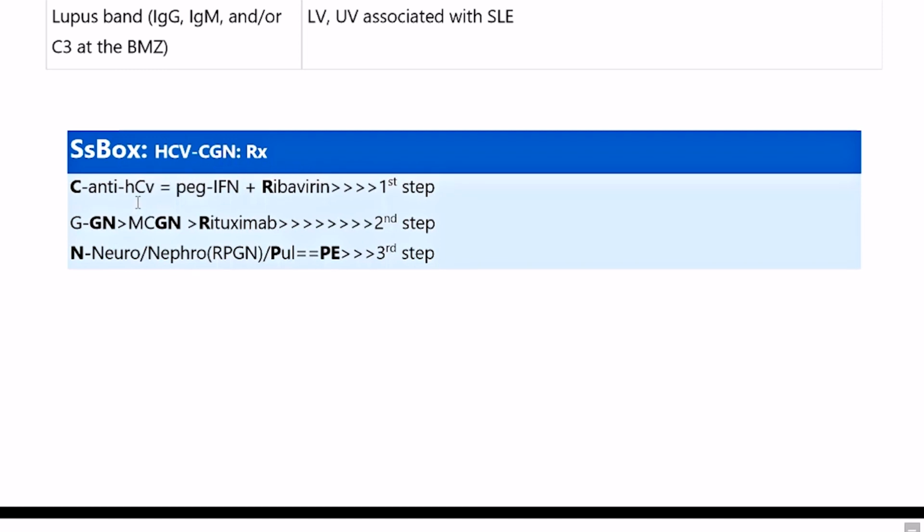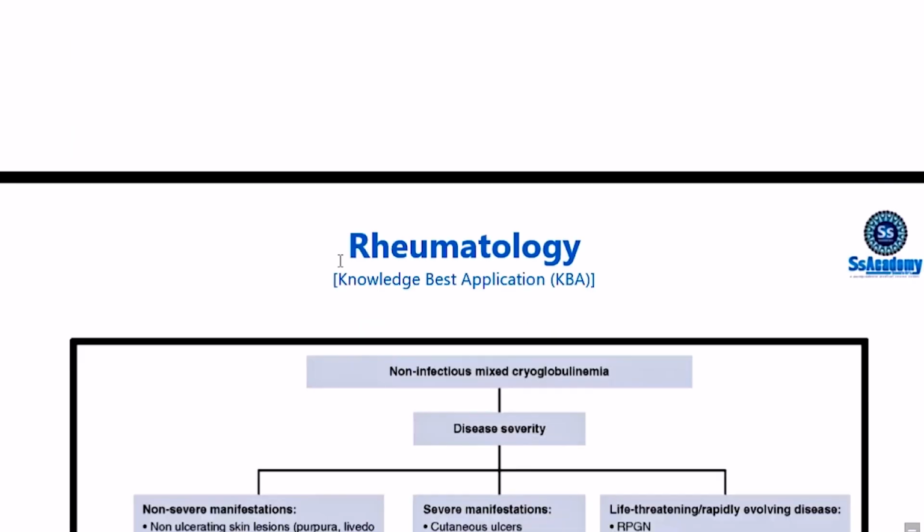Once again, C for anti-HCV: PEG interferon and ribavirin is the first step. And Z for glomerulonephritis, meaning the MCGN: rituximab is the second step. And once again, N for neuro, nephro, RPGN, and pulmonary involvement: plasma exchange is the third step. So the important words that you need to remember are ribavirin, rituximab, and plasma exchange. Ribavirin, rituximab, plasma exchange. Say with me, my dear. That will be helpful.